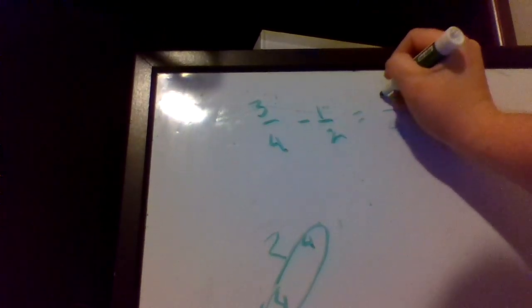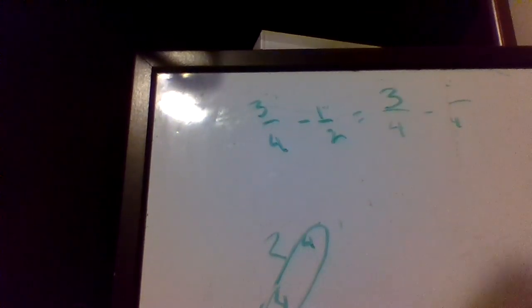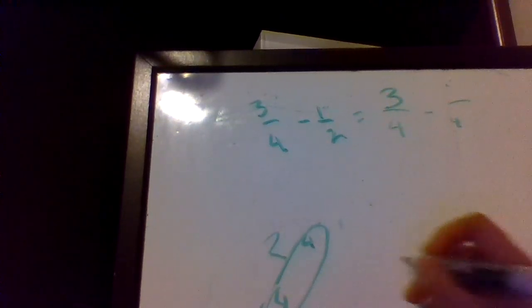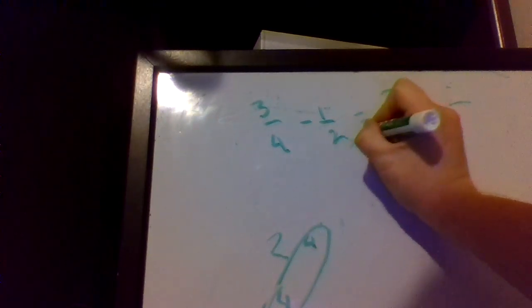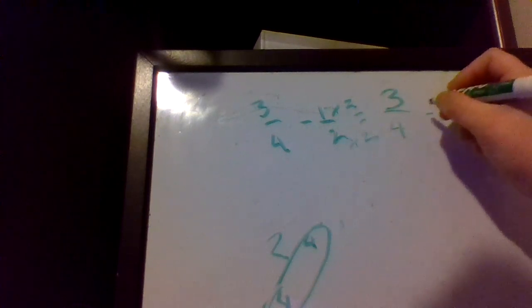So we're going to bring this over because it's already got 4 on the bottom, or fourth. And now we're going to say 2 times what is 4? Well, 2 times 1 is 2, and 2 times 2 is 4. So 2 times 2 is 4. So we do the same thing to the top. 1 times 2 is what? 1 times 2 is 2.